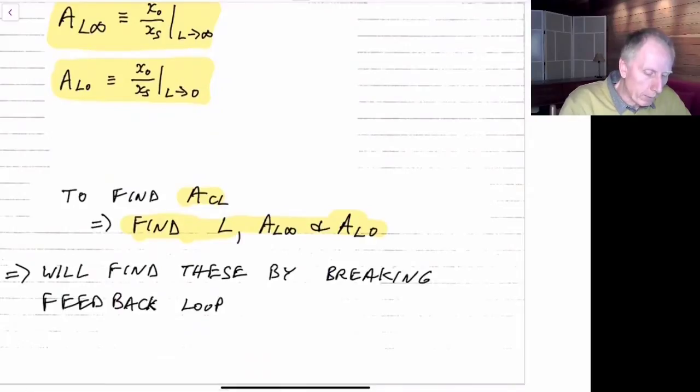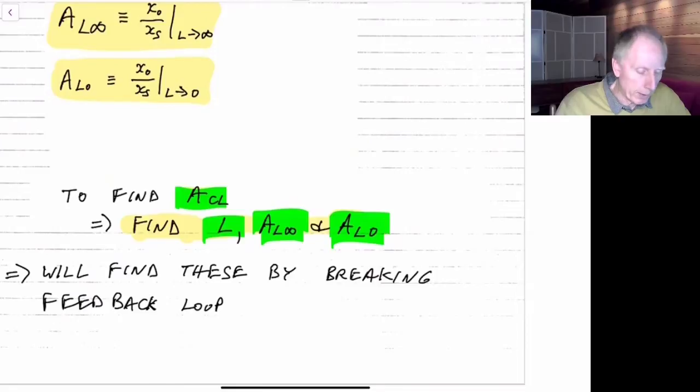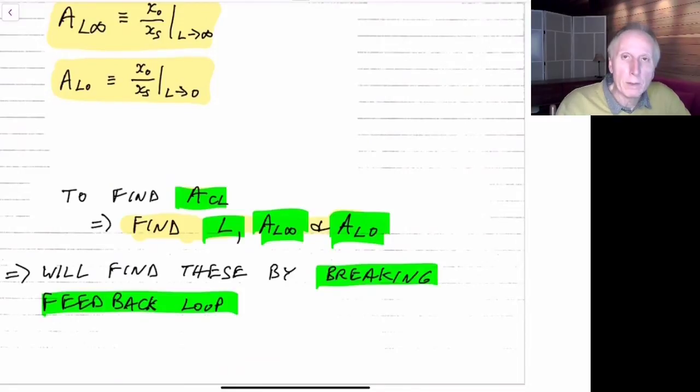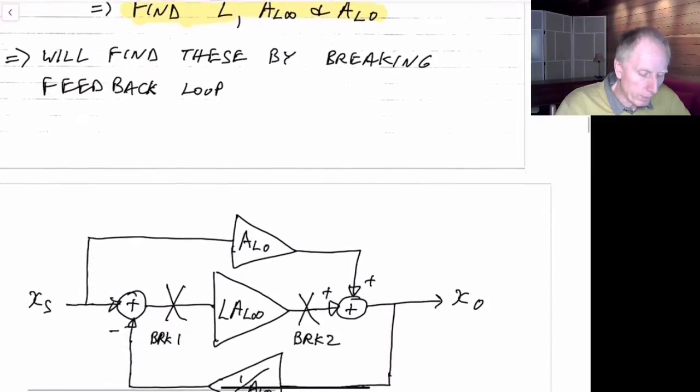So this just says that to find the closed loop gain, we find L, A sub L infinity, and A sub L naught. To find these, we're going to be breaking our feedback loop temporarily, just to be able to find these three values. So we need to know how to break our feedback loop.